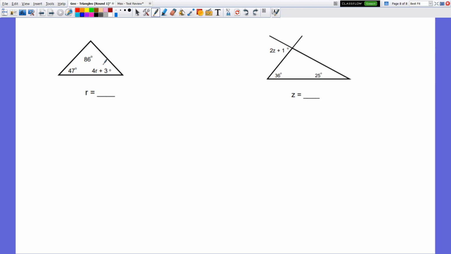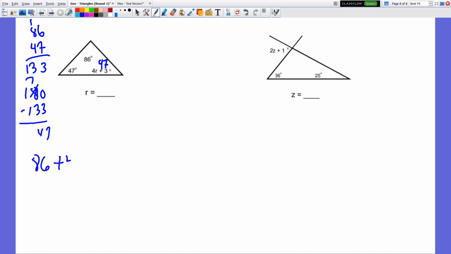You know what? It'd be a good way to check is if we just do that right now. 86, 47, 133. All right, so 180 minus 133, 47. This should be 47. Let's find out if it is. All right, so we got 133 by adding up 86 and 47. So I'm not going to skip any steps. I just want to show you what's going on.